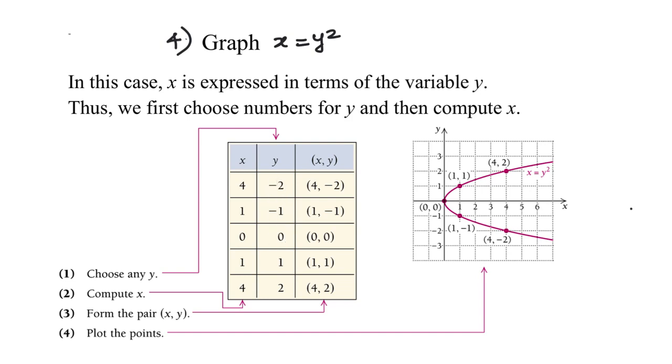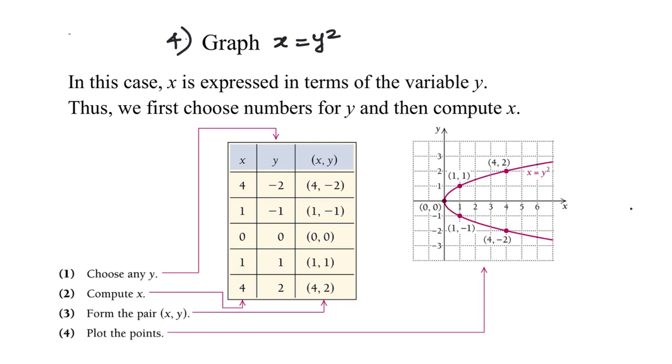Then substitute these for y. So negative 2 whole squared, that is negative 2 times negative 2, that is positive 4. So the ordered pair will be (4, -2). Then substitute negative 1. Negative 1 squared is positive 1. So the ordered pair will be (1, -1). Then substitute 0. So the point will be (0, 0). Then substitute 1. The point will be (1, 1). Then substitute 2. The x value will be 4. So the ordered pair will be (4, 2). Then you can plot those points and graph.